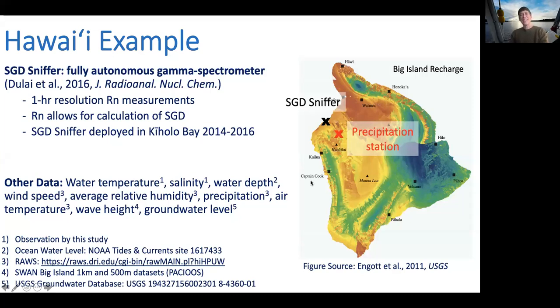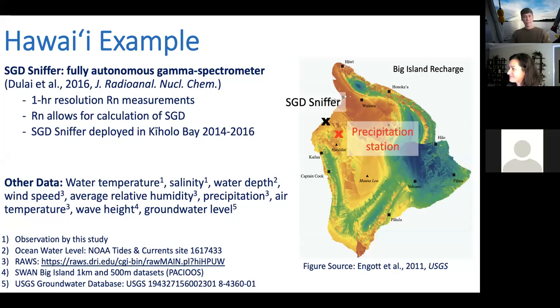Great. Some recent research I did used a large SGD data set from the Kona coast of Hawaii. Because this also relates to the overall theme of using big data, novel data analysis techniques, and AI to better understand SGD. In this study, we used a 2-year, 1-hour resolution SGD data set that was deployed.